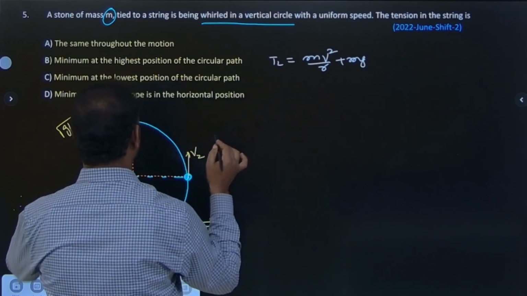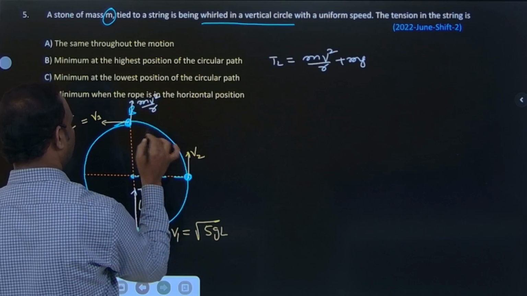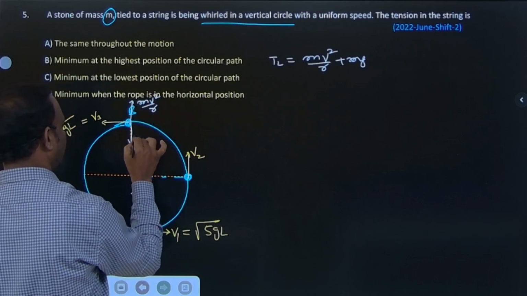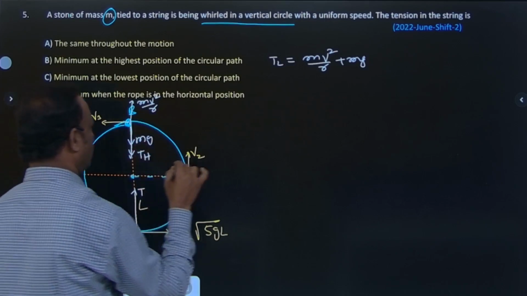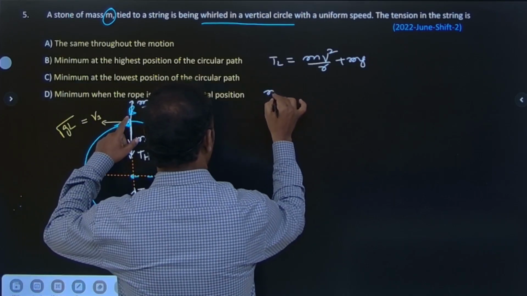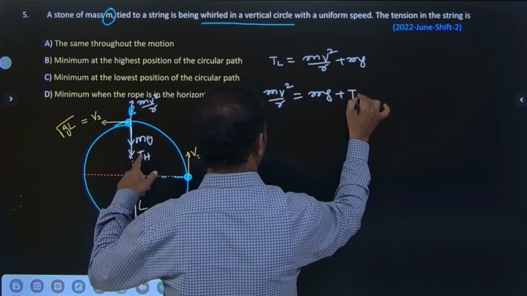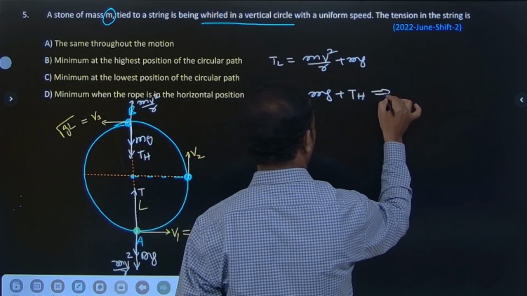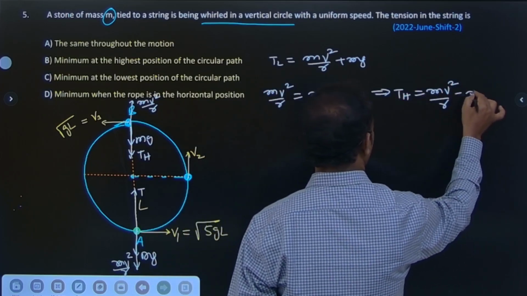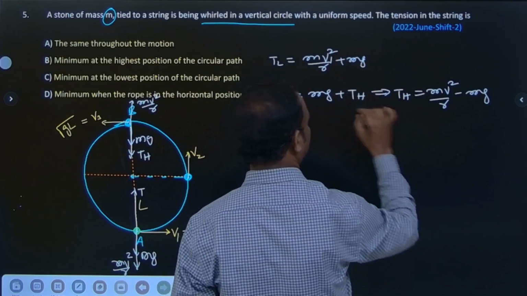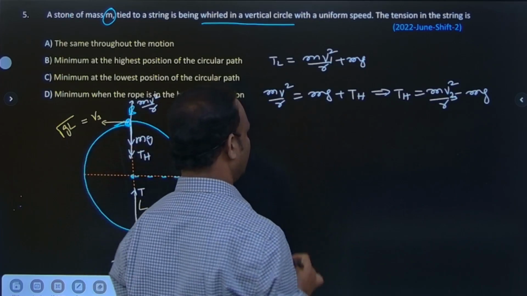Tension at the highest point: mv square by r, next its weight is mg, and the tension at the highest point is downwards. So then I can say mv square by r is equal to mg plus tension at the highest point. So tension at the highest point, TH, is equal to mv square by r minus mg. This is mv1 square, mv3 square. Here I took it as 3.